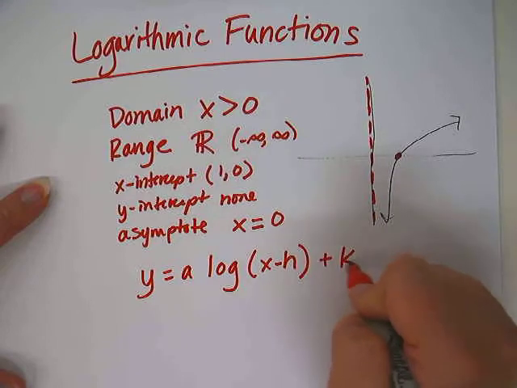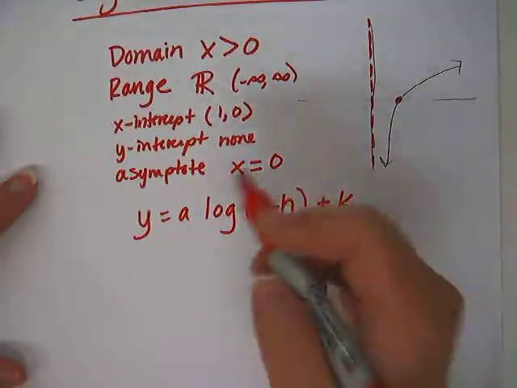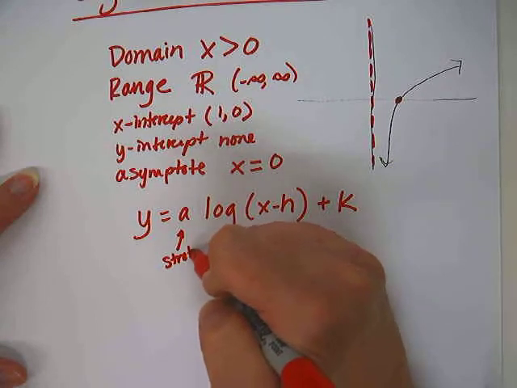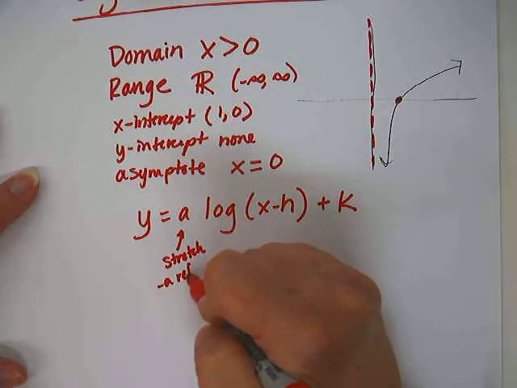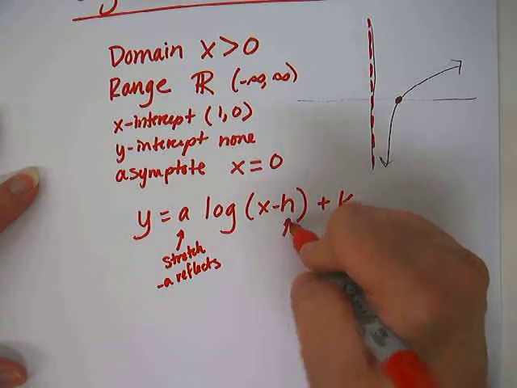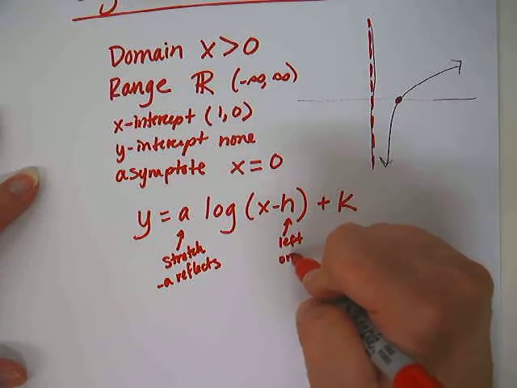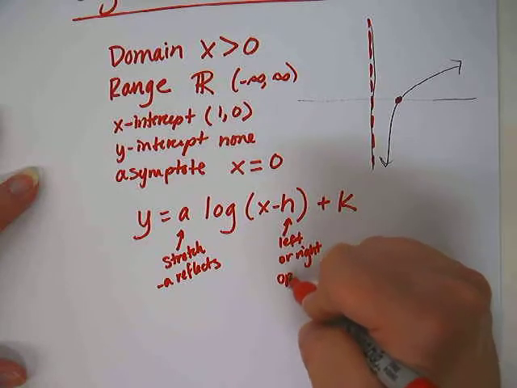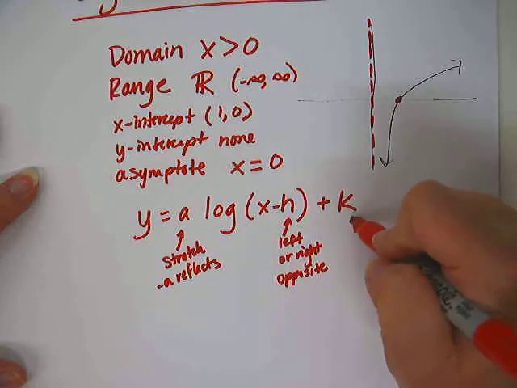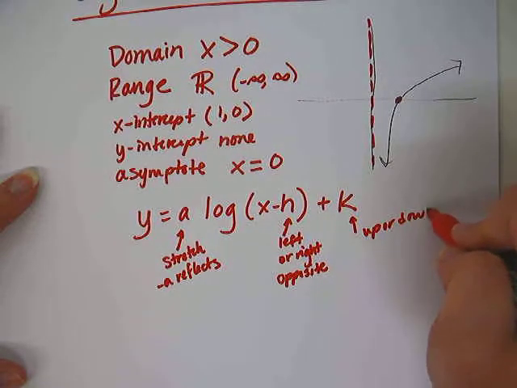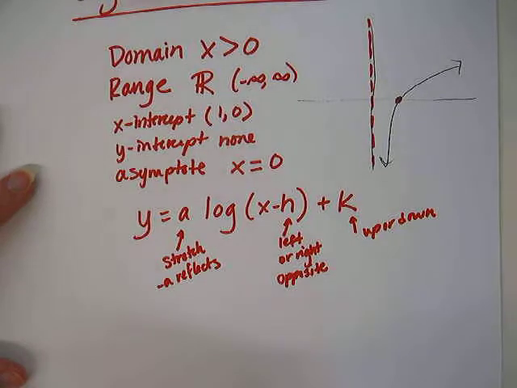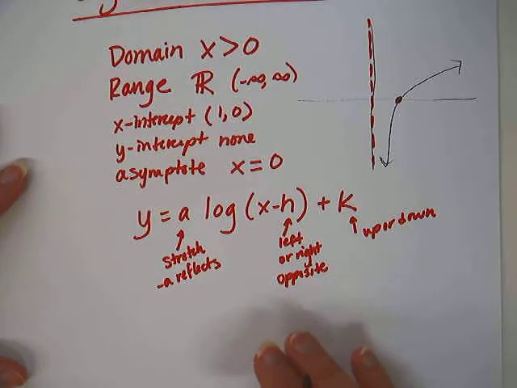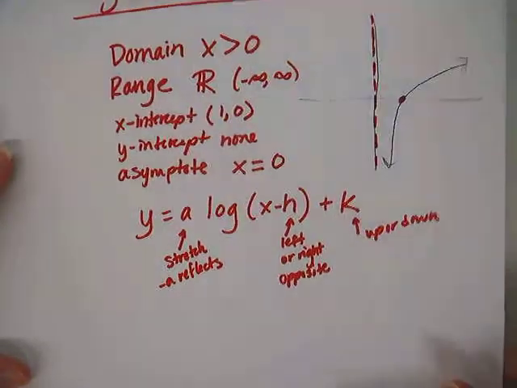Okay, now can we transform logarithmic graphs just like we can transform any other function? Yes, we can. What does each number do? A stretches and reflects. What does H do? Moves it left or right, the opposite direction. What does K do? Up or down, right? Do you want me to do any examples of that, or can you work through that on your own? Just the same old transformations we've been doing with every function, right? Experiment with it. I might try and create some videos to help you with it.